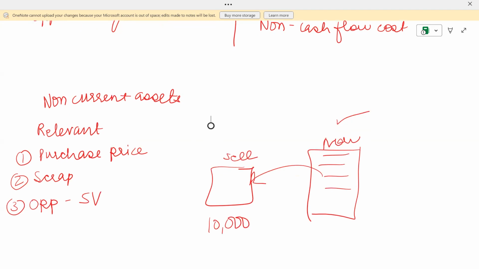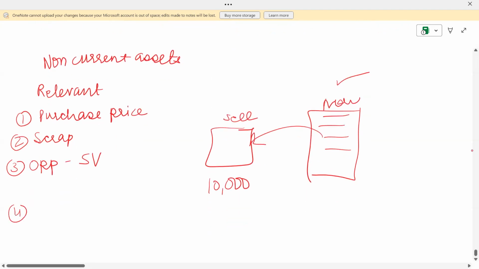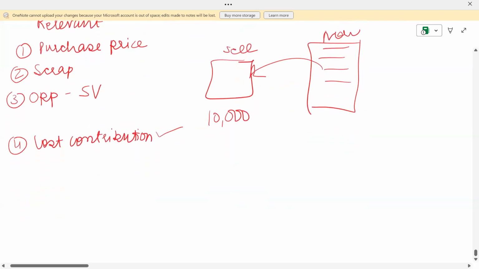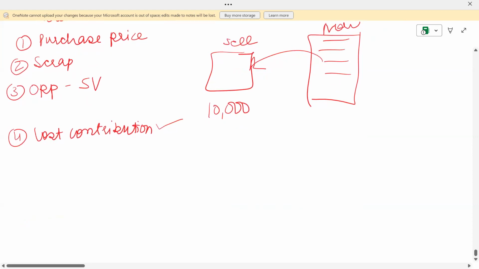Now, another thing which will be relevant over here is that if we need to take an existing machine from another department and it is not replaced, either by choice or because of the replacement not being available, then also there will be an opportunity cost because of the lost contribution. So if you are shifting the machine from one department to another, and the department which has lost the machine is suffering any lost contribution, then that also becomes a relevant cost. Now let's talk about the irrelevant items.